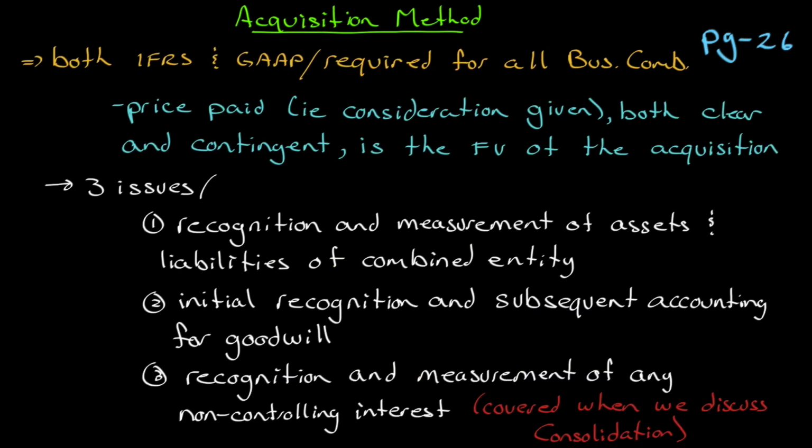Okay, so let's get right into the acquisition method first. Once we understand the acquisition method, we'll look at a few examples at 100% acquisition. Then we'll look at how it's applied when there's less than 100% acquisition, all right?